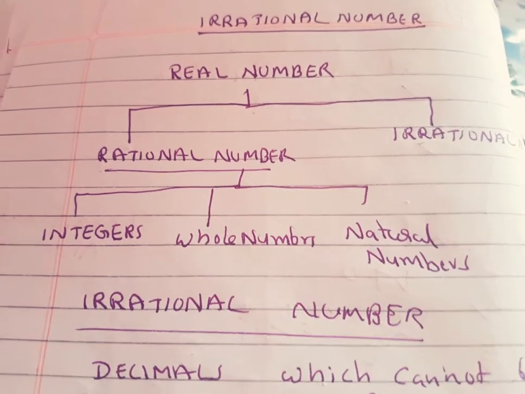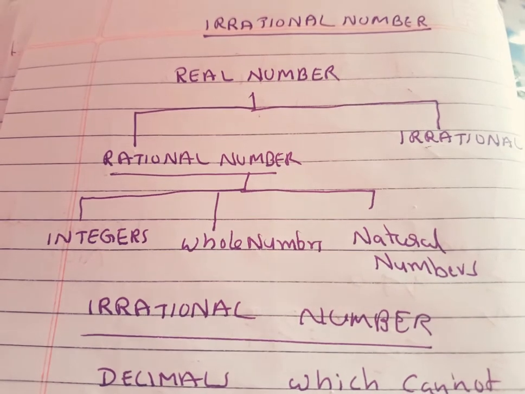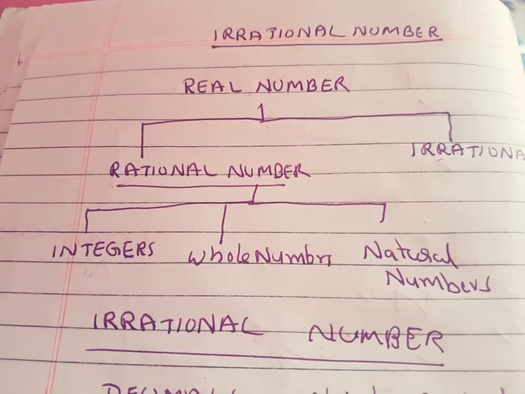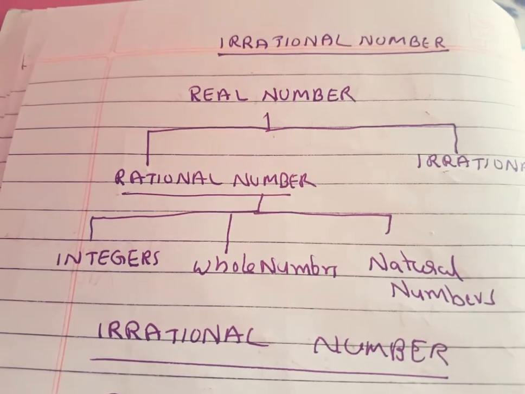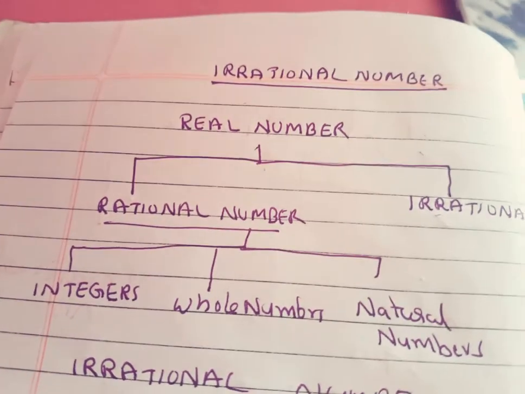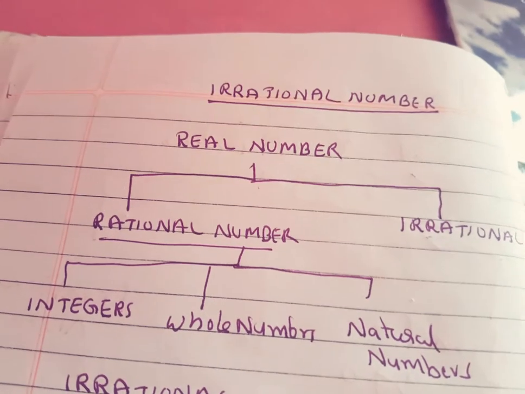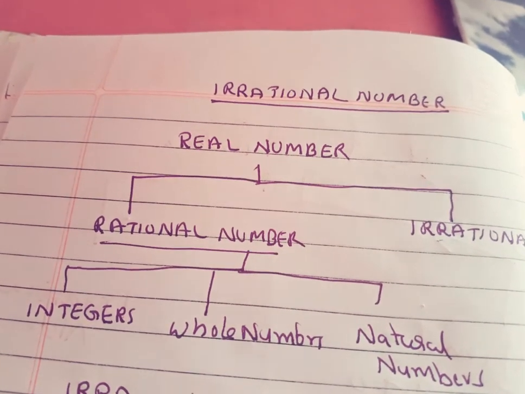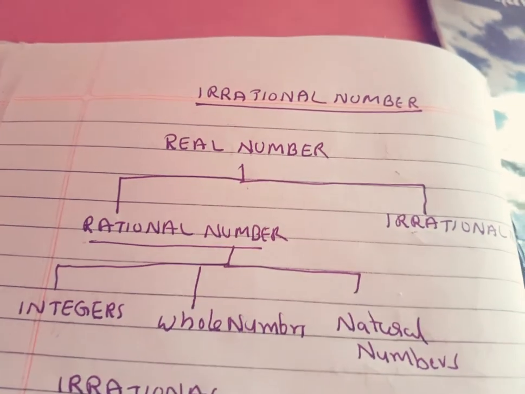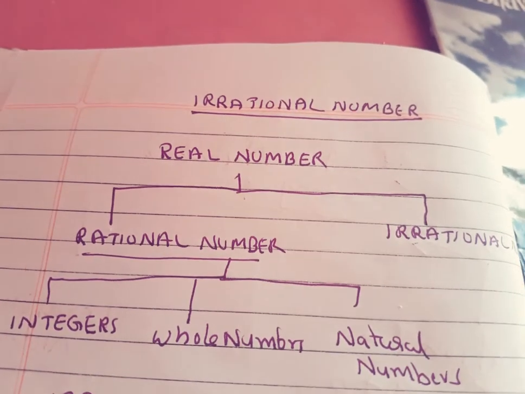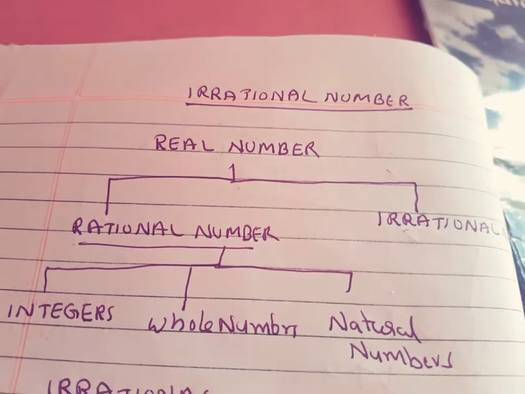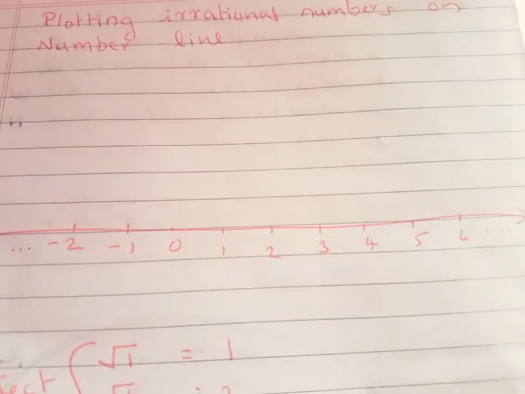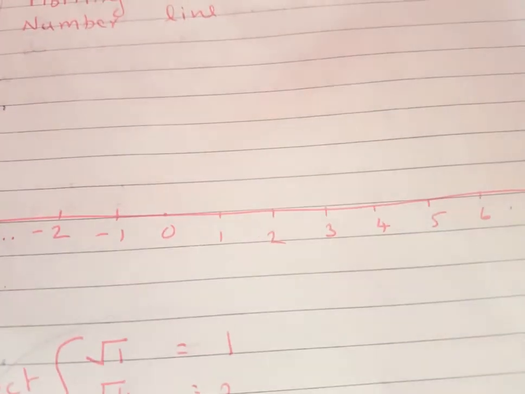In the previous class we mainly classified the real numbers as rational and irrational, and rational numbers cover integers, whole numbers and natural numbers, and the other arm of real numbers is irrational. We know all the real numbers can be plotted on a number line, so irrational numbers also can be plotted on a number line. Today we are discussing how to plot irrational numbers on a number line.